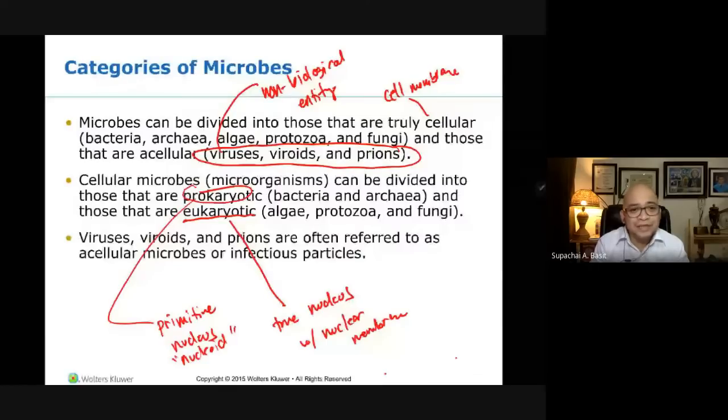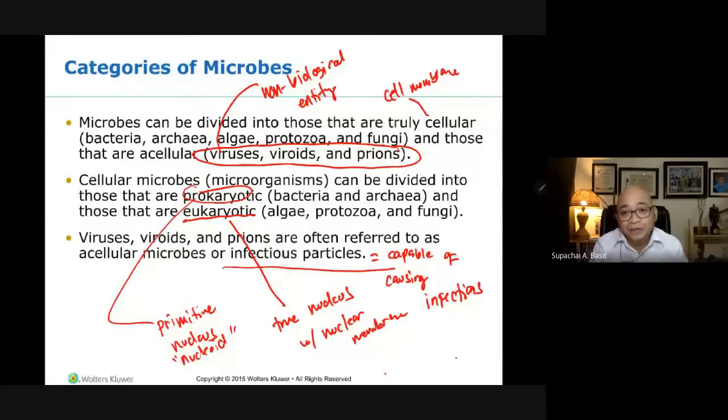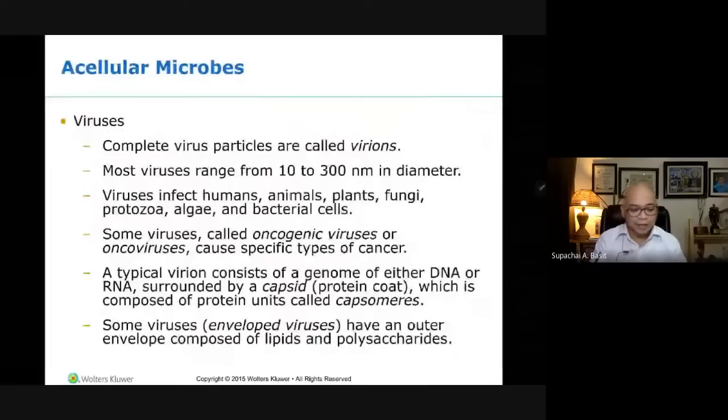So viruses, viroids, and prions, even though they are acellular, are still considered as infectious particles. When you say infectious particles, they are still capable of causing infections. That's the reason why we consider them as infectious particles. Okay. Now let's talk about viruses.